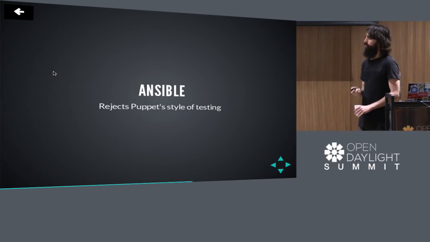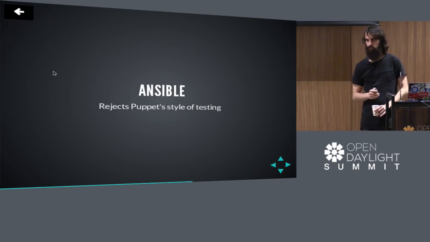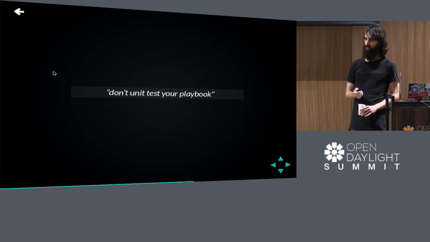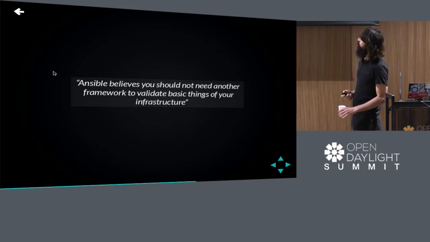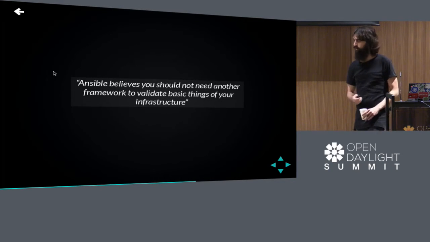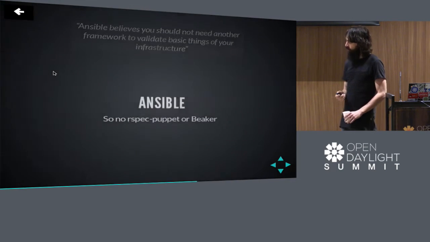One reason it's so simple is because Ansible rejects Puppet's style of testing. These are direct quotes from the documentation. Don't test your playbooks. Pretty straightforward. Ansible believes you should not need another framework to validate basic things of your infrastructure. Kind of a jab at Puppet, I think. But it works really well for them.